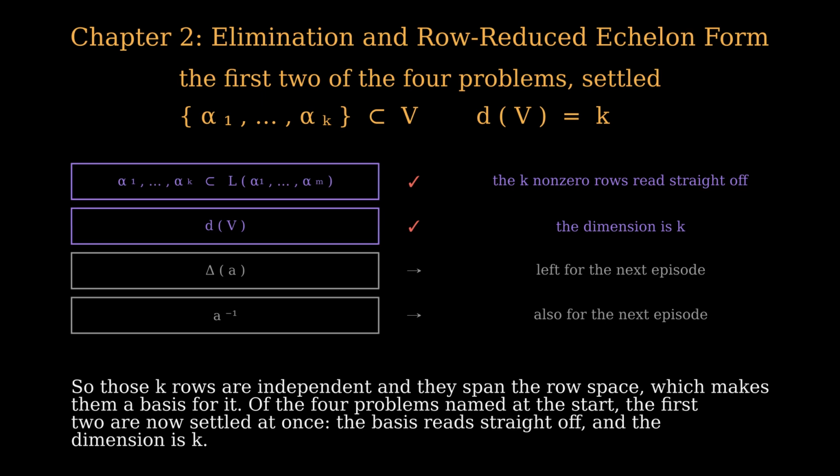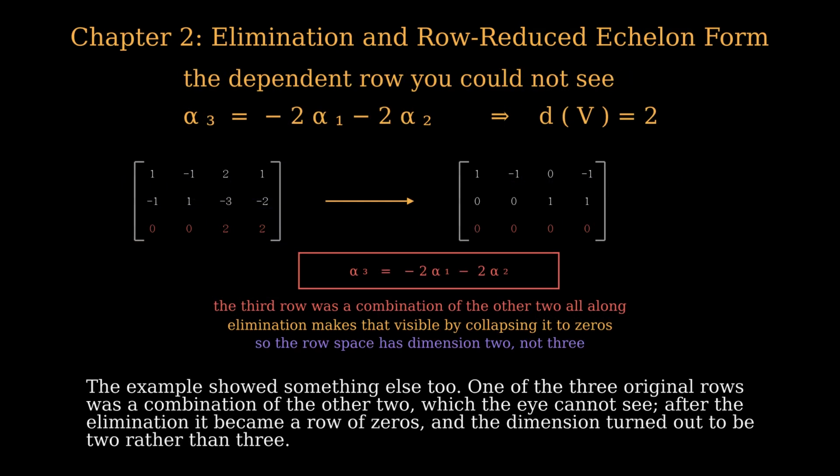Of the 4 problems named at the start, the first 2 are now settled at once. The basis reads straight off, and the dimension is k. The example showed something else too. One of the 3 original rows was a combination of the other 2, which the eye cannot see. After the elimination, it became a row of zeros, and the dimension turned out to be 2 rather than 3.